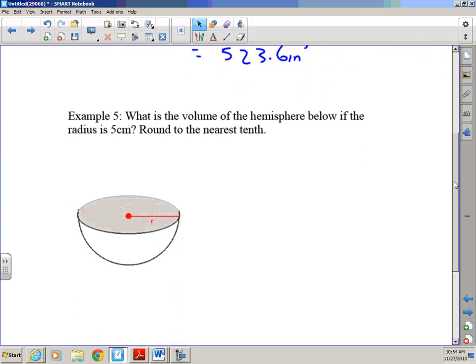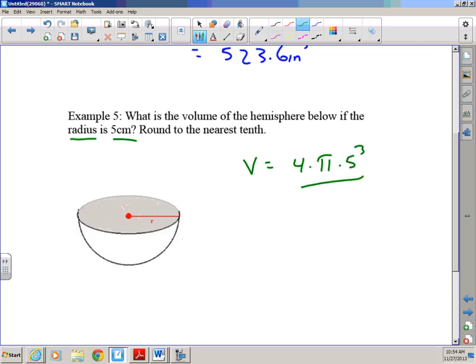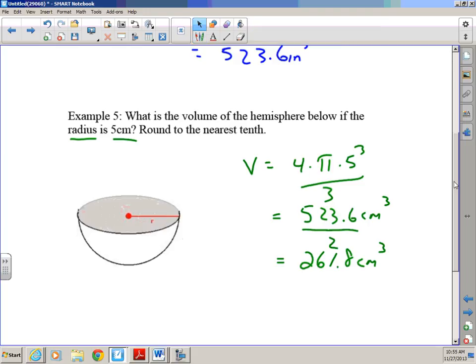Then the last example, I have a hemisphere. All right? The radius is 5. I want the volume: 4 times pi times 5 cubed divided by 3. And I get 523.6 centimeters cubed. And now, since I'm dealing with a hemisphere, I divide that answer by 2 to get 261.8 centimeters cubed. Okay? So that wraps up our lesson on spheres and volume, which was pretty straightforward.